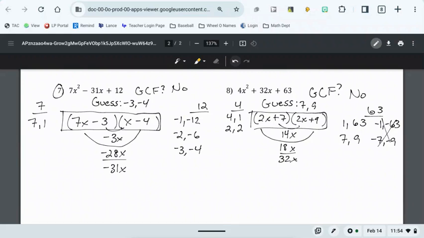Okay, so really, really, really make sure to take your time when going through factoring, especially when a does not equal 1. Great job. Please make sure you reach out to your teacher if you have any questions.